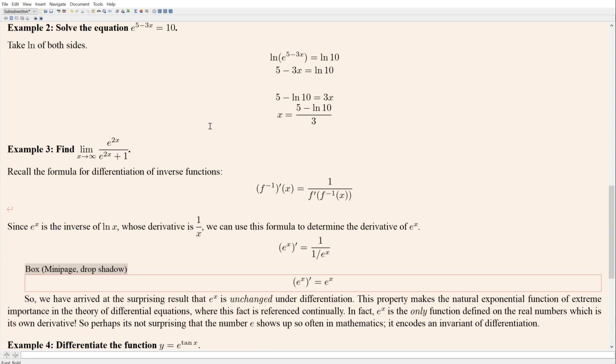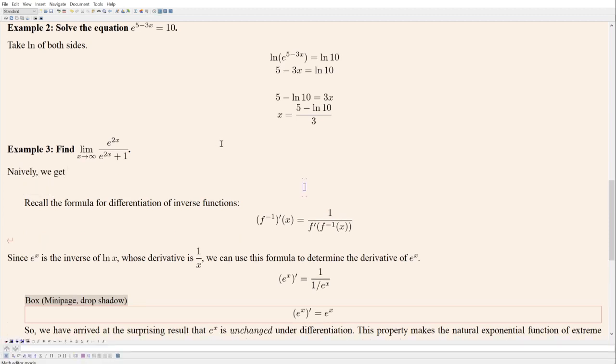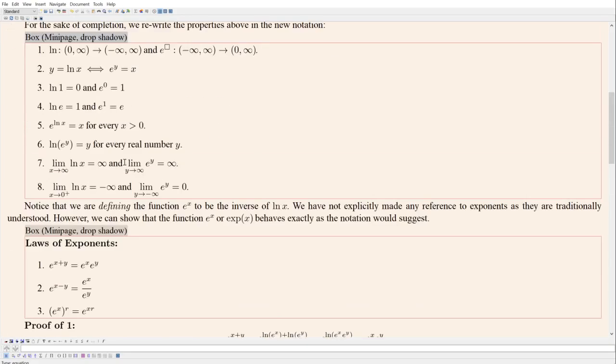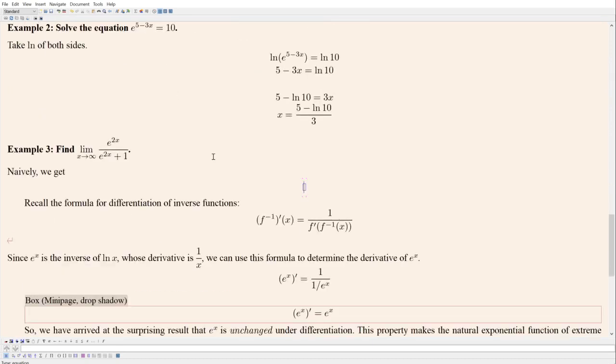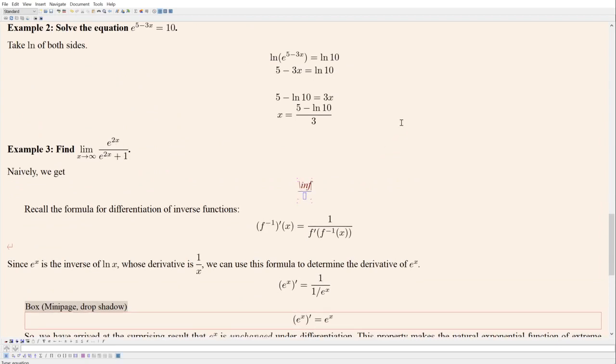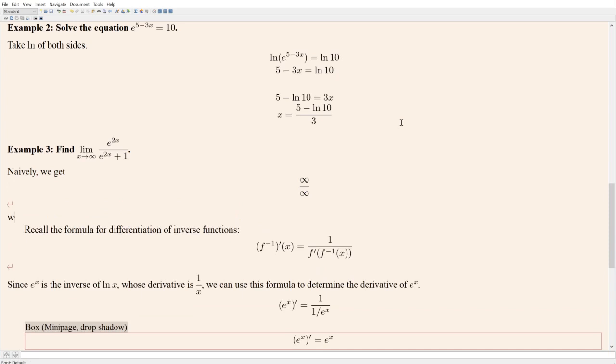Let's see. Take the limit as x goes to infinity of this dude. So, naively, what would happen? Well, as x goes to infinity, we get e to the power infinity. And what is that doing? Well, that explodes, right? As the exponent goes to infinity, e to the power infinity is infinity. So we got infinity on the top, infinity plus 1 on the bottom. So naively, we would just get infinity over infinity, which isn't very helpful.